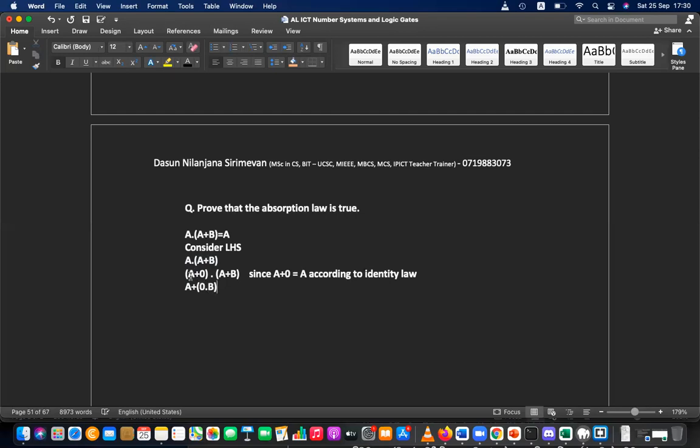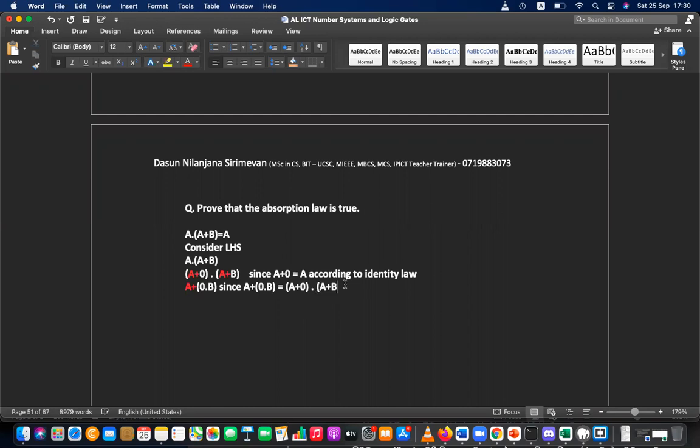Why? Because A or is there. Here also you can see A or. Let me highlight that. And here also you can see A or, and for both A or is common. So you can take that common A or out, because A or (0 and B) is equal to (A or 0) and (A or B) according to the distributive law.